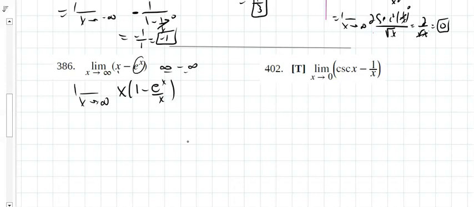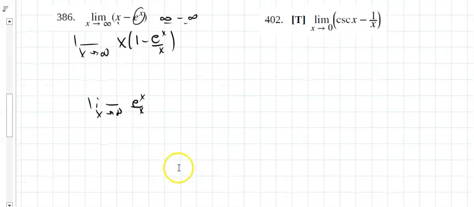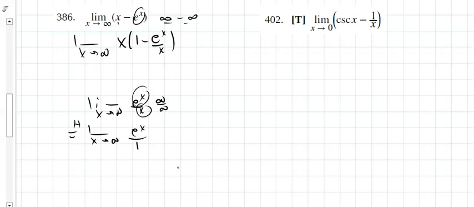Now, I'm going to go on the side and figure out what is the limit as x approaches infinity of e to the x over x. Well, that is infinity over infinity. By L'Hopital's, that's the limit as x approaches infinity of e to the x, derivative of e to the x is e to the x, derivative of x is 1. That's going to be infinity. So this is approaching infinity. 1 minus, and this is approaching infinity, right? That's what we got out of this.